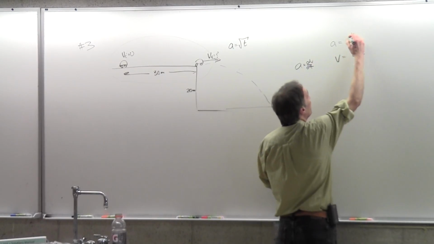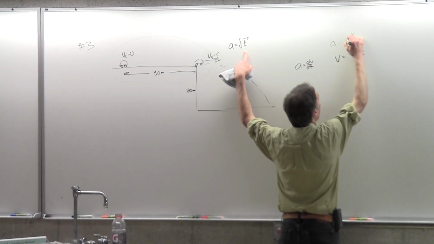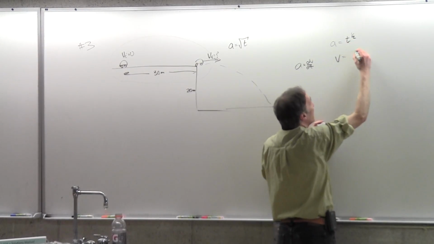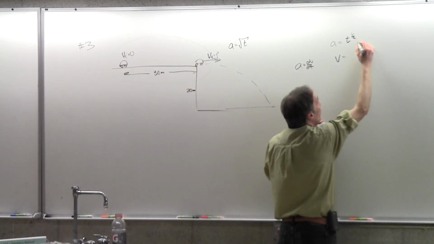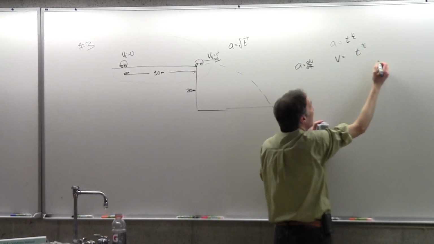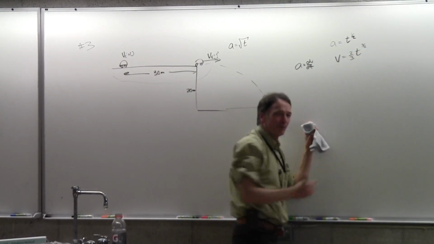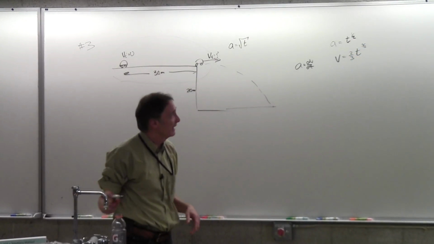Okay, this will be A times T to the 1/2. I copied it down wrong. So now I'm going to integrate. I'm going to add 1 to this, so this is t to the 3/2. When I take the derivative, I've got to have a 2/3 here. Hopefully your calculus is good and you understand that.